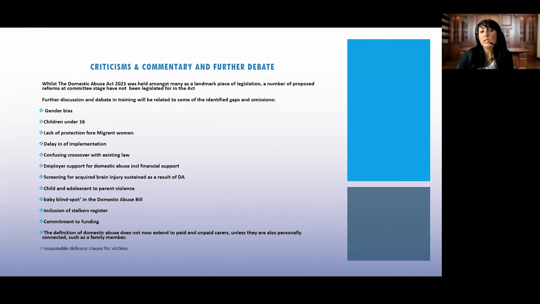The baby blind spot that was talked about in the bill stage has gone, in terms of recognising the unborn fetus and newborn babies and infants up to the age of two. The stalking register, again, has been a big area of concern. What is the commitment to funding? We need to pin that down. And also, as I said at the beginning, unpaid carers and paid carers were part of the definition of connected persons, and that's been taken out. Also, the reasonable defence clause in criminal law for victims has gone. So I don't think we're there yet. I think there's more to come.